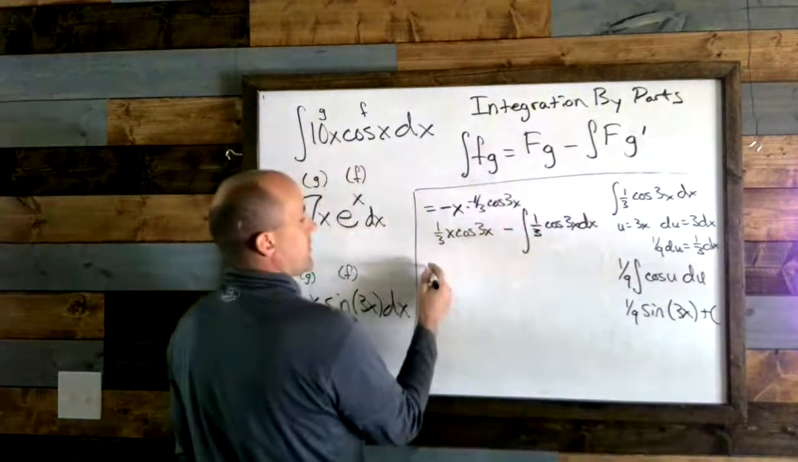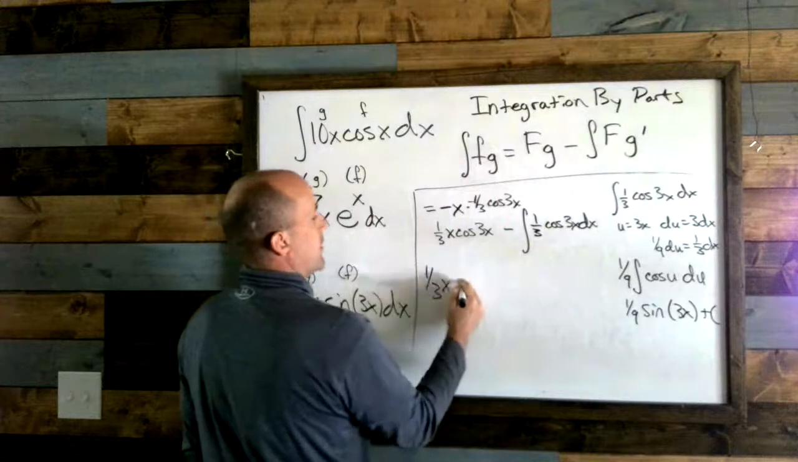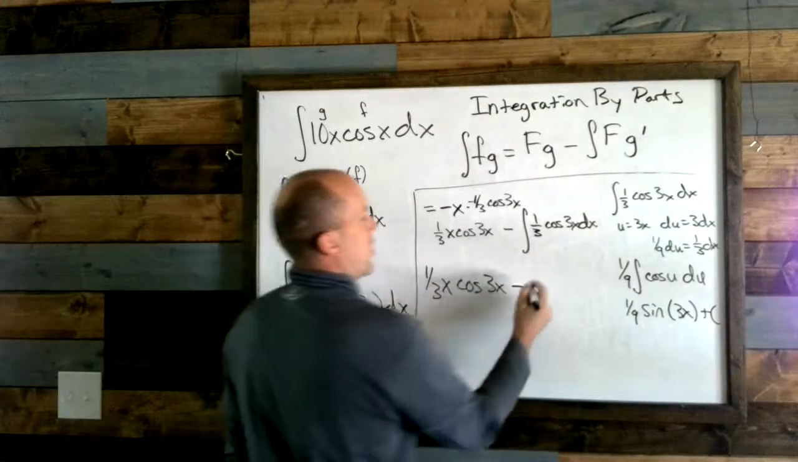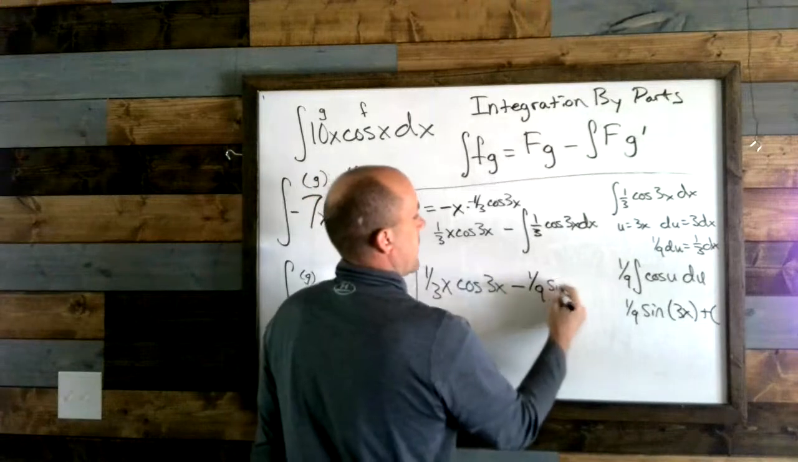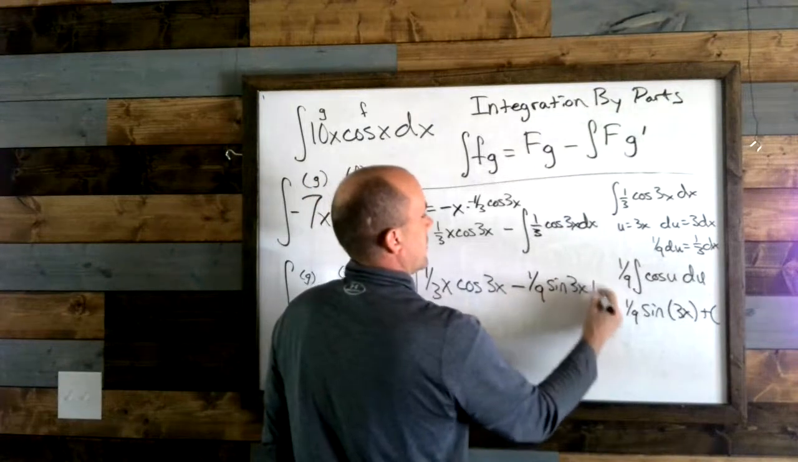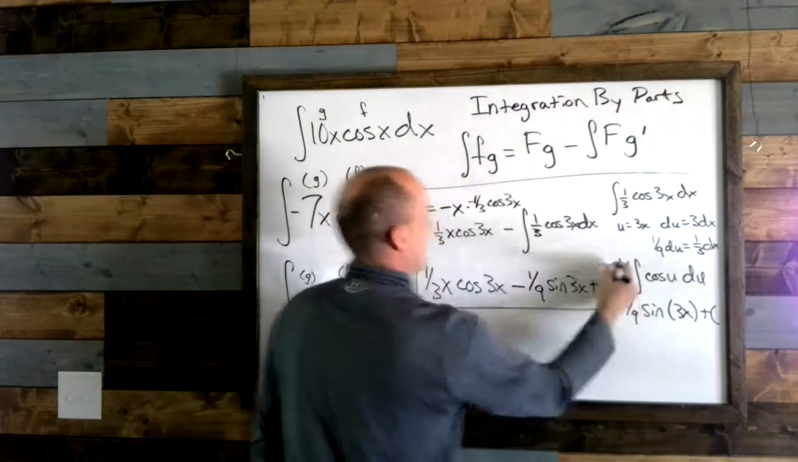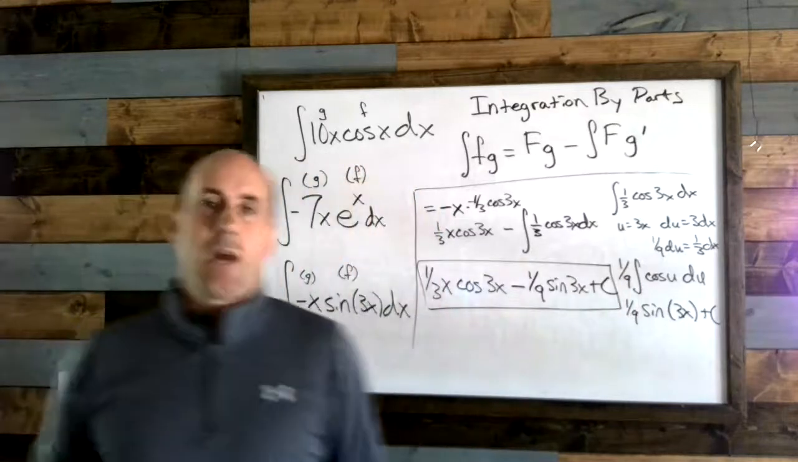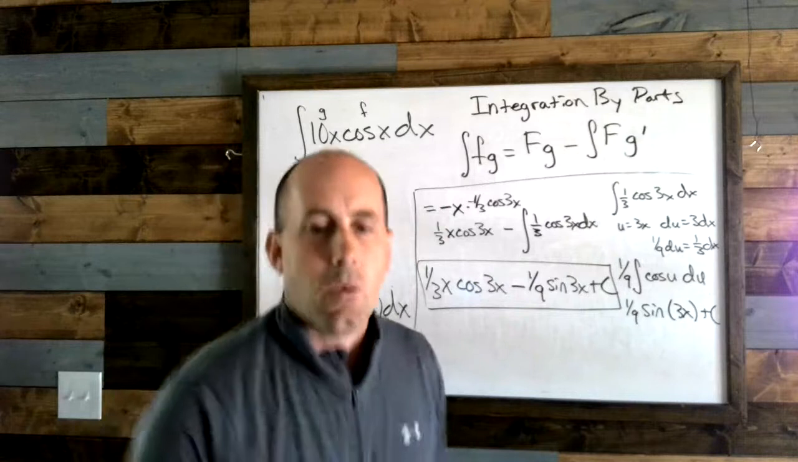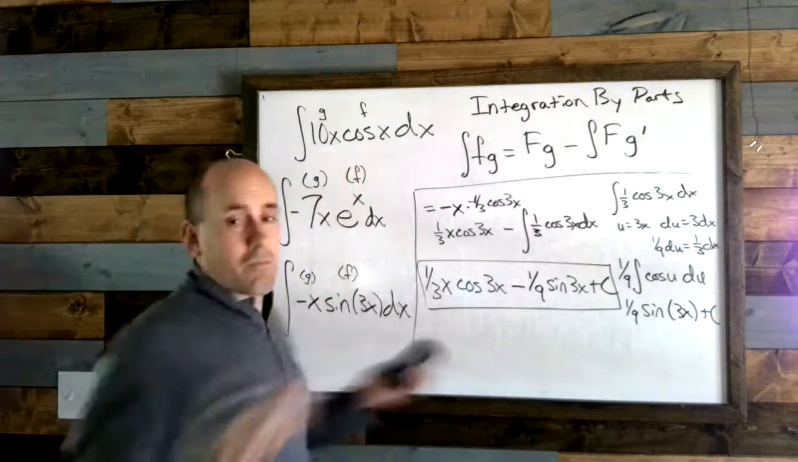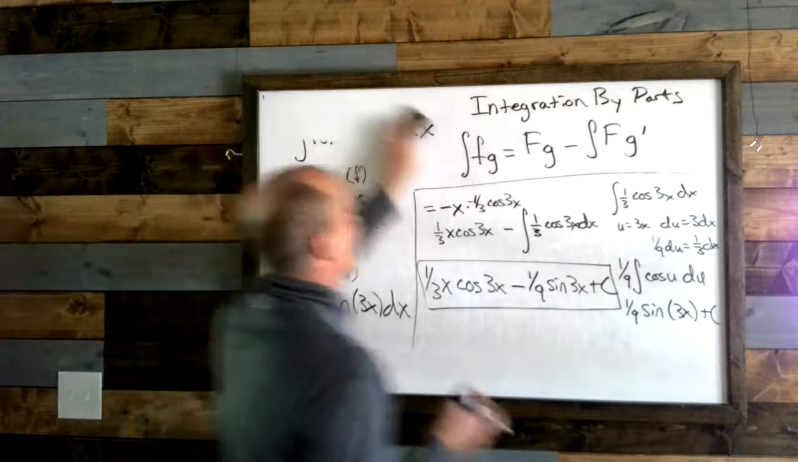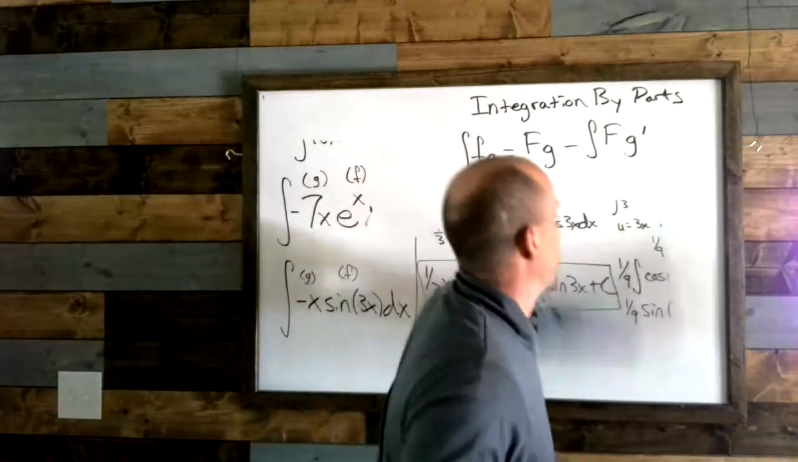So we just answered that. 1/3 x cosine of 3x minus 1/9 sine of 3x plus a constant. And that's our result. Again, integration by parts. We're at 11 minutes. Because we have a couple minutes, I'm just going to do one more problem. This is just for pure fun.